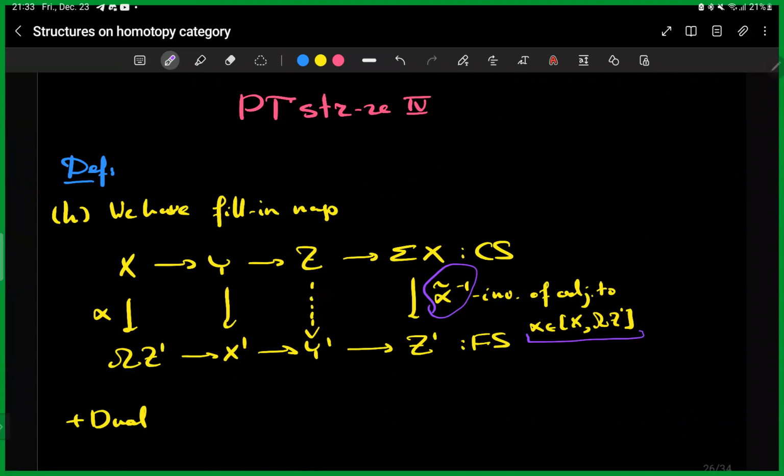So X to omega Z prime is necessarily a group. We can apply the adjunction, so we get sigma X Z prime. And here we have the adjoint morphism alpha tilde. And then we want to take alpha tilde inverse. And if we define this solid diagram like this, then there should always be a filler. And of course, we have a dual statement, so we flip everything.